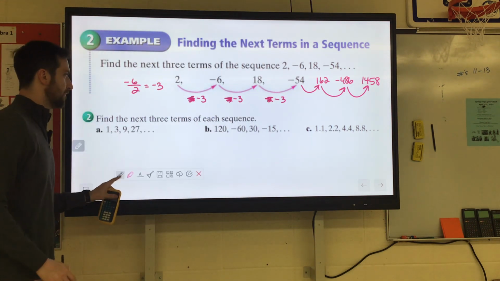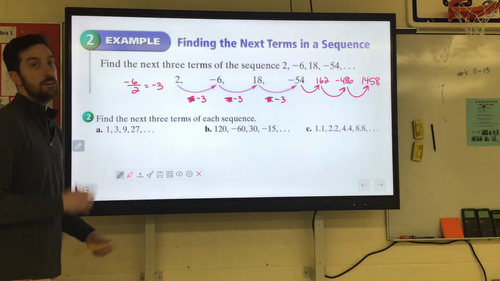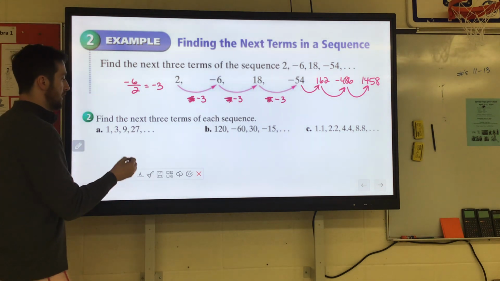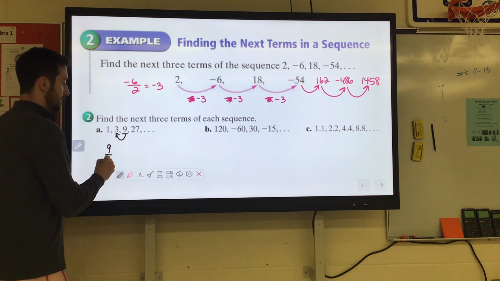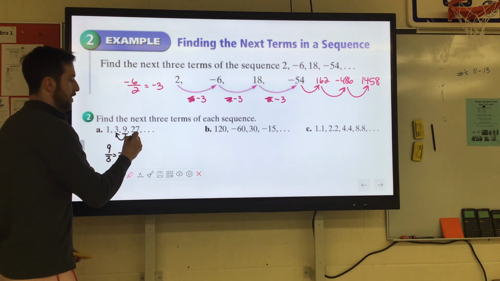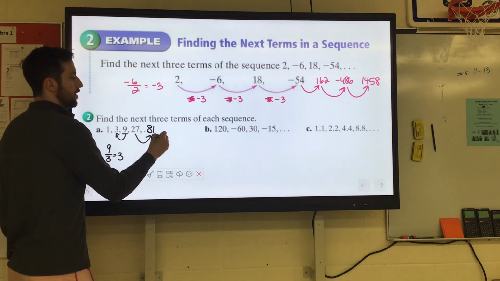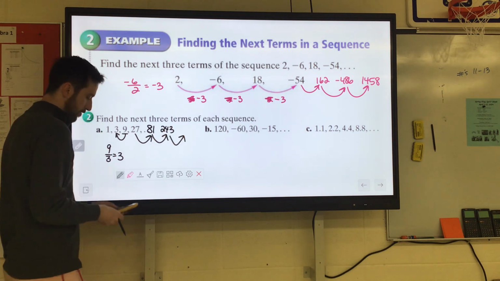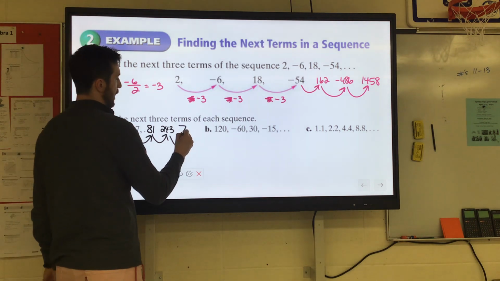All right, find the next 3 terms of each sequence. 1, 3, 9, 27. You might not be able to easily figure out what you're multiplying by, but we could take any term, divide it by the term right before it. 9 over 3, that's 3. So that's our common ratio. So we're just going to keep multiplying by 3. 27 times 3 is 81. Times 3 is 243. Times 3, 243 times 3, 729.